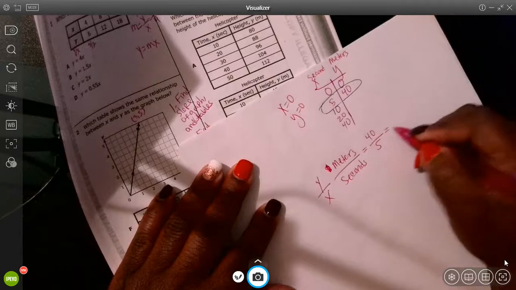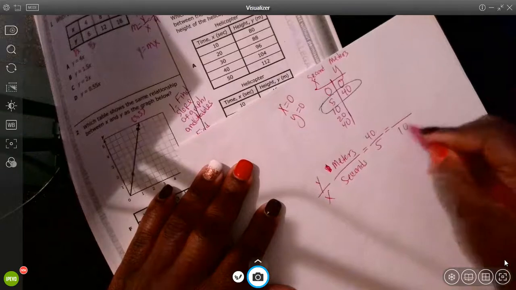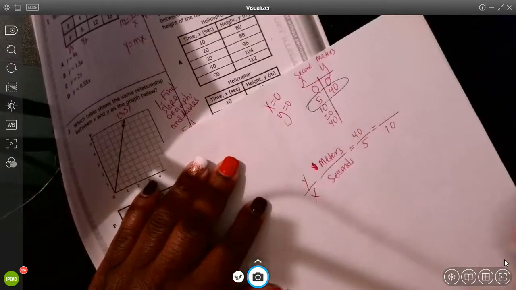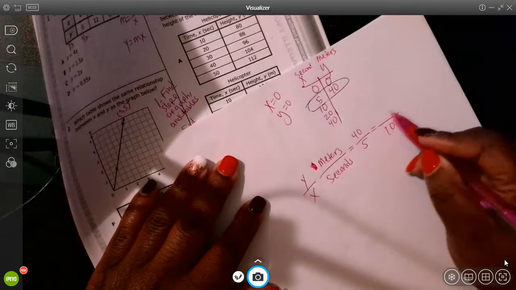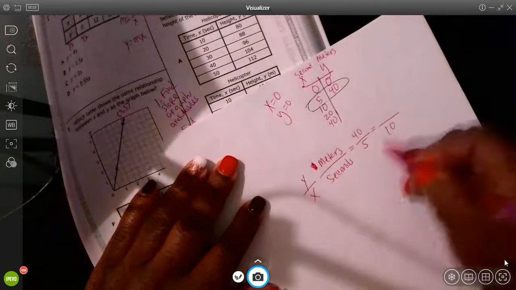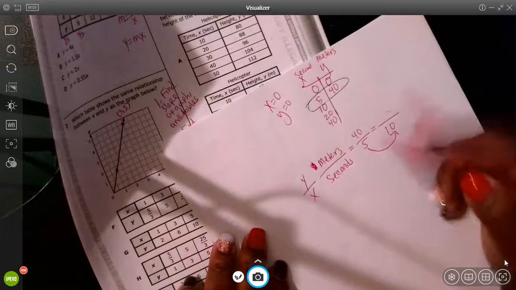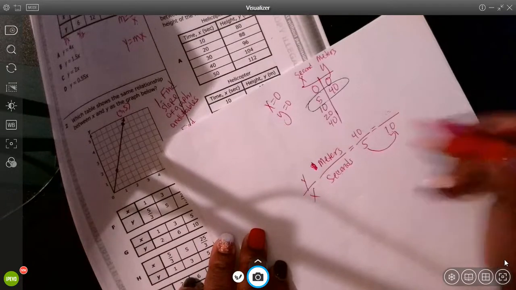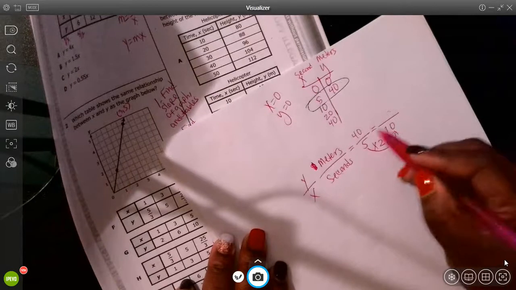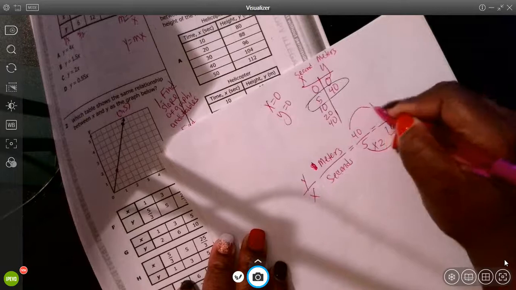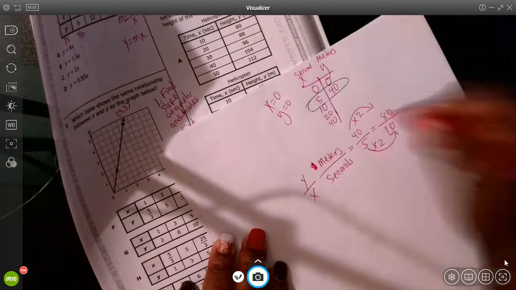Now that I have that, I'm going to use one of my X, 10, and place it here. Once I place it here, because it's seconds, I need to find out how many meters. The best way sometimes is to use what's called the scale factor. 5 times what will give me 10? 5 times 2 will give me 10. If I do it to the denominator, like the equal sign, I have to do it to the numerator. So 40 times 2 will give me 80.